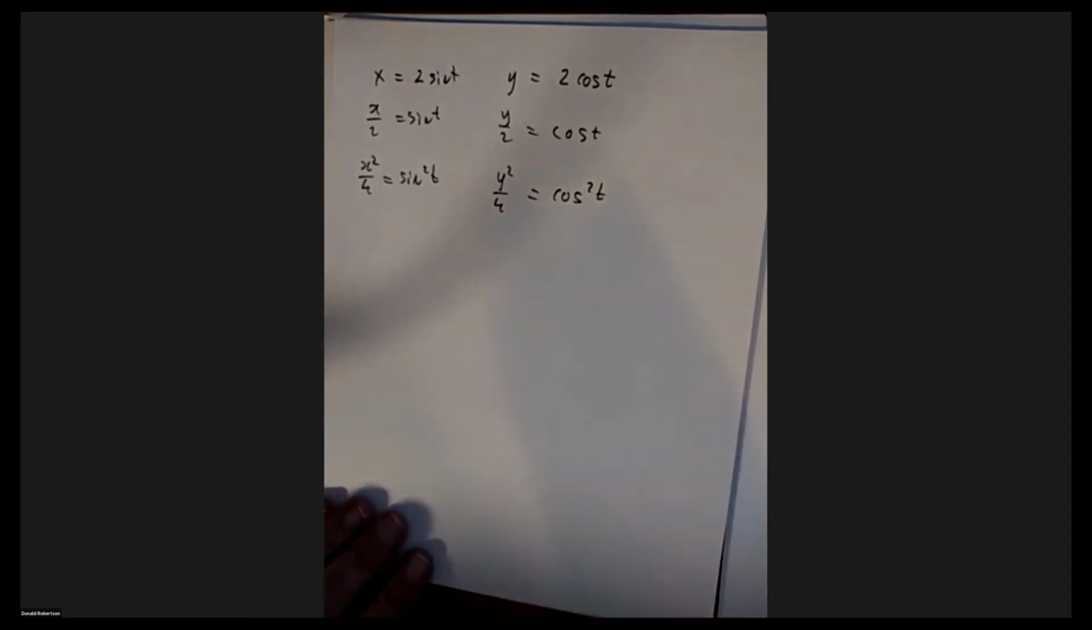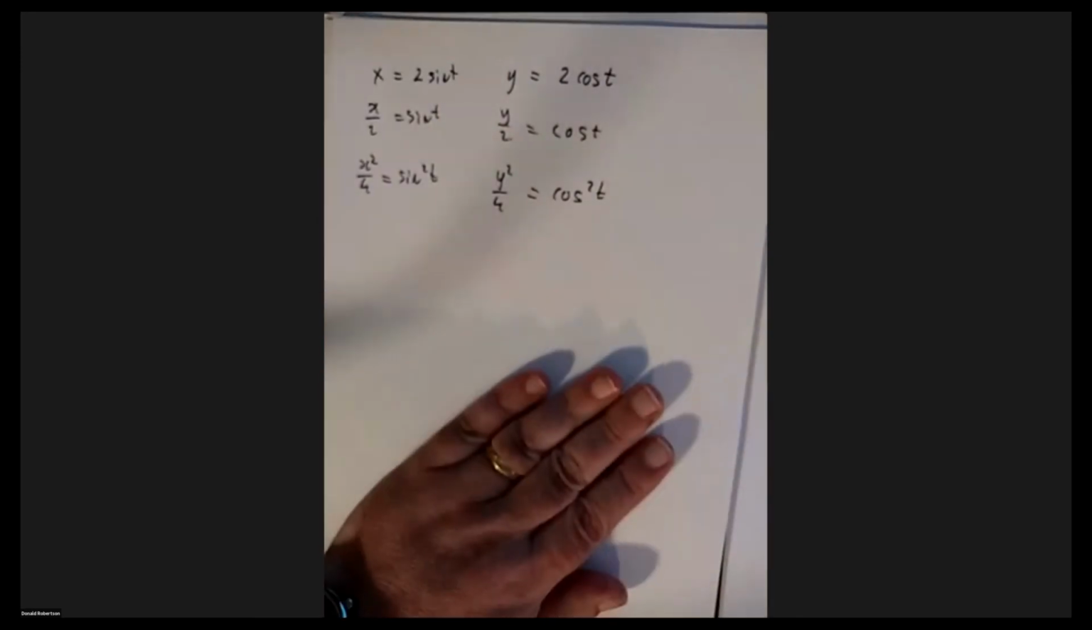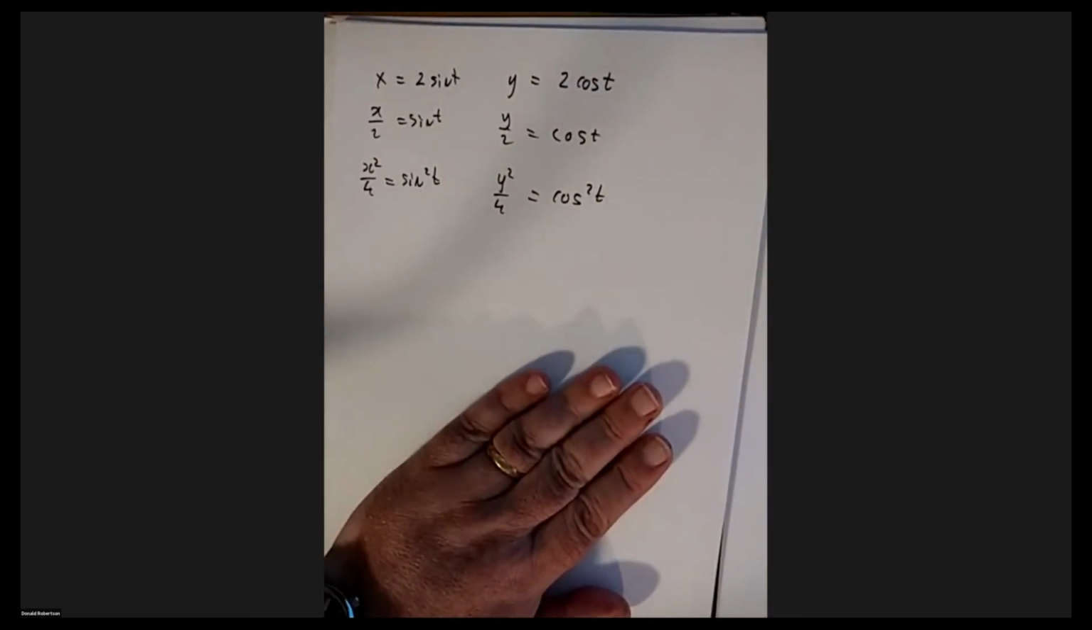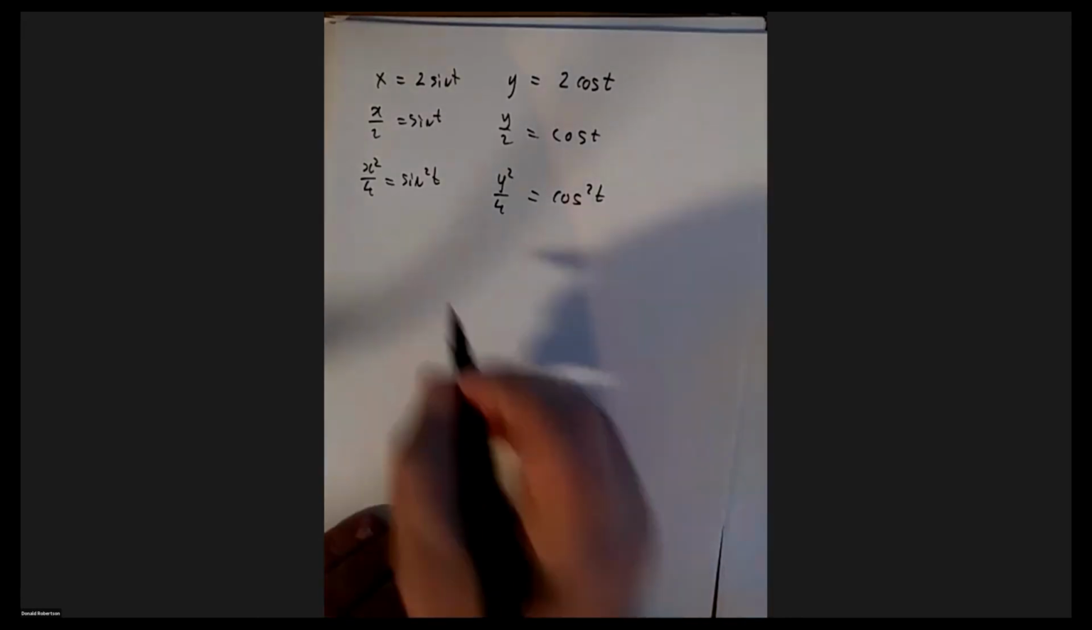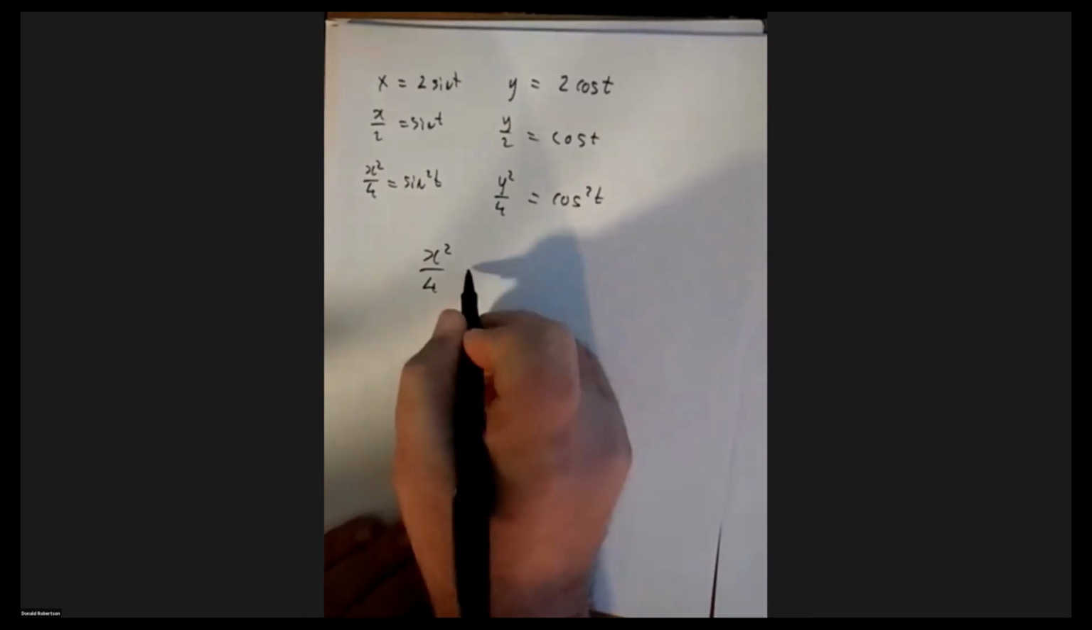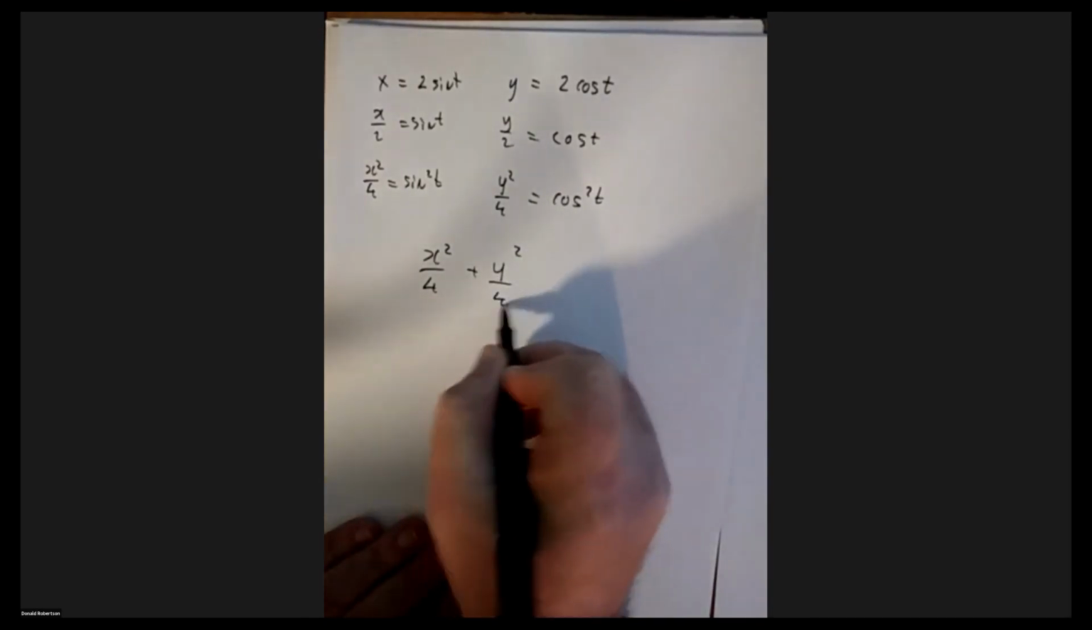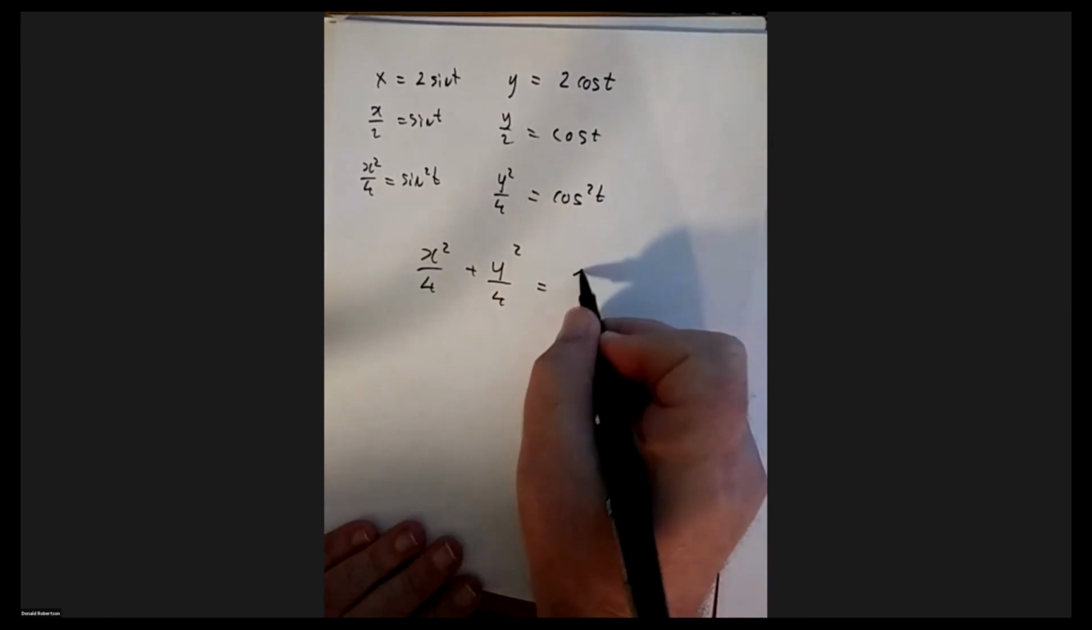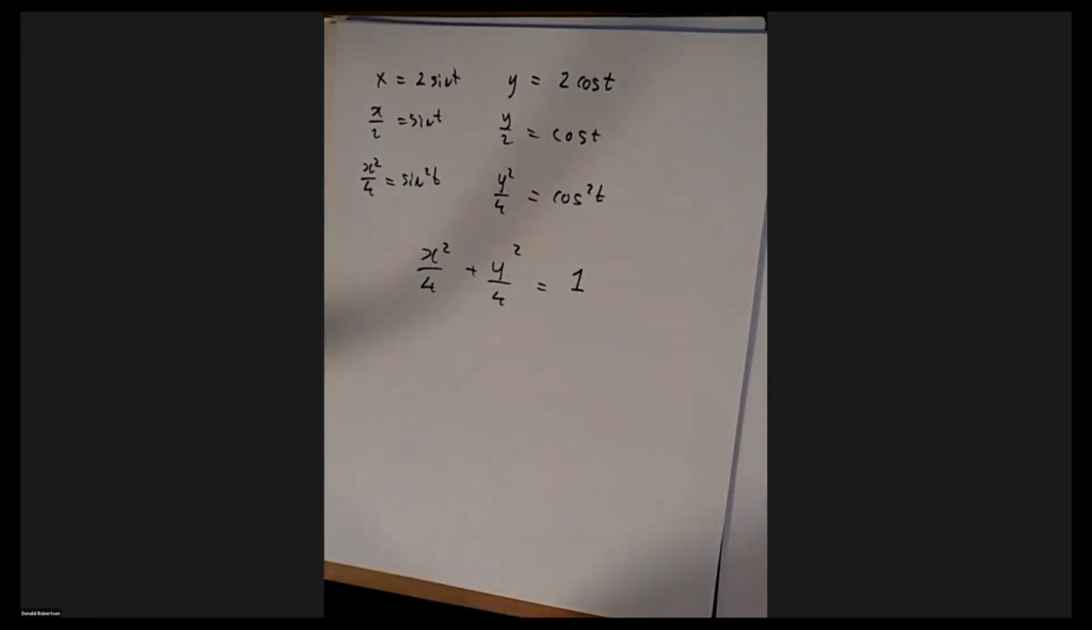Now, what am I going to do next? Think of what we did in the previous question. What do I do next? Just add them. So you're going to have x squared over 4 plus y squared over 4 equals sine squared plus cos squared, which is 1. Are we good?